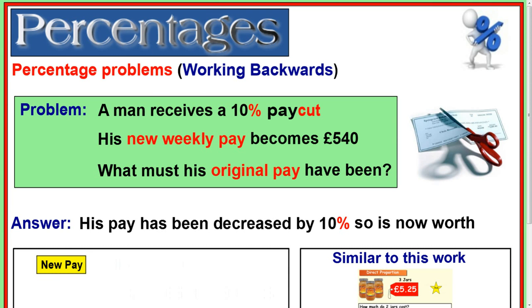In this lesson we're going to look at percentage problems working backwards again, but this time with things like pay cuts. So a reduction in salary. So a man receives a 10% pay cut, his new weekly pay becomes £540. What did he have to start with? What was his original pay?